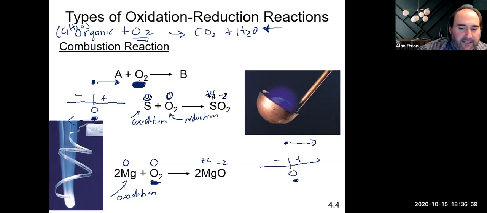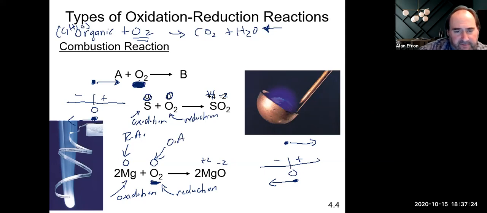Oxygen again starting at 0, heading to -2, going to the left, becoming more negative, going through reduction. And why don't we put everything together here? That would make the magnesium here, since it's going through oxidation, this would be our reducing agent. The oxygen here would be our oxidizing agent in that particular case.